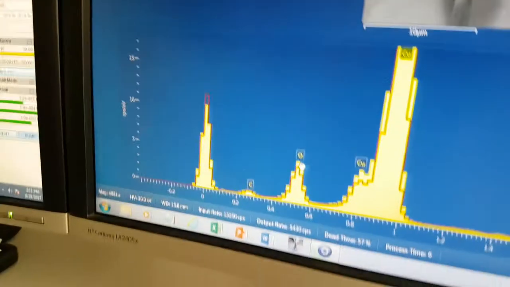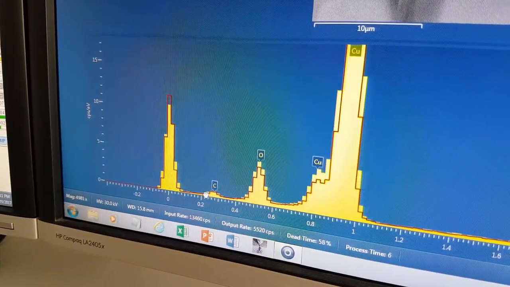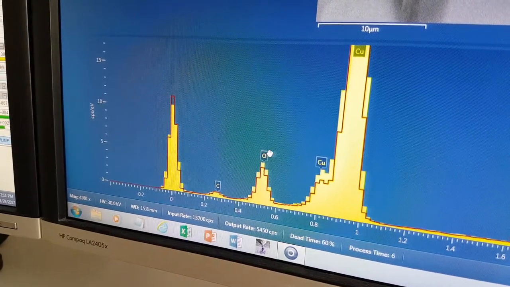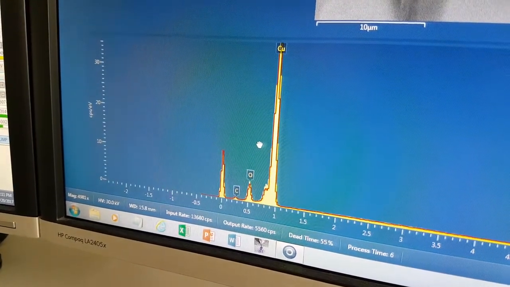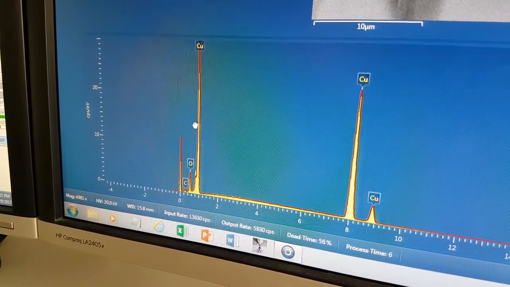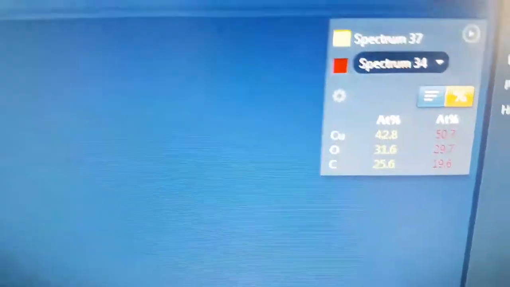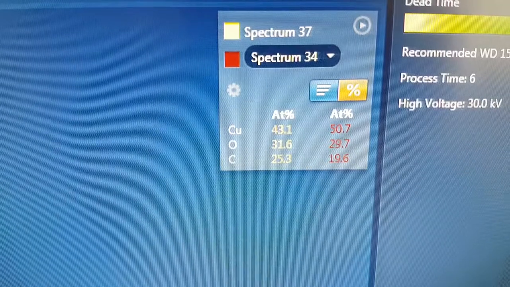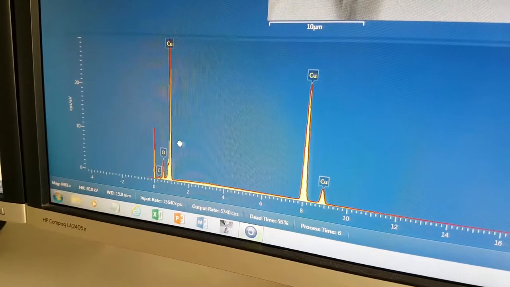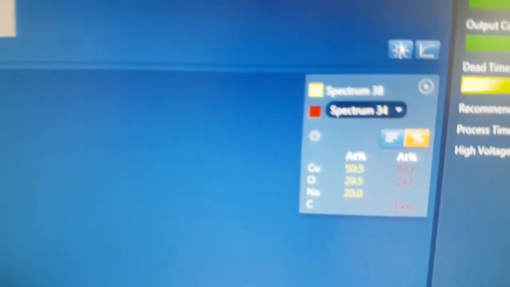Does that look like 30% to you? I mean, really? This little bump over here, 30% of the atoms. Doesn't look like 30% to me. There's this incredibly small blip down here. Little blip of carbon. And for some reason it thinks it's 30%. What? As far as I can see, it's... Oh, hold on, it's doing the next one. Let's see what it does now.